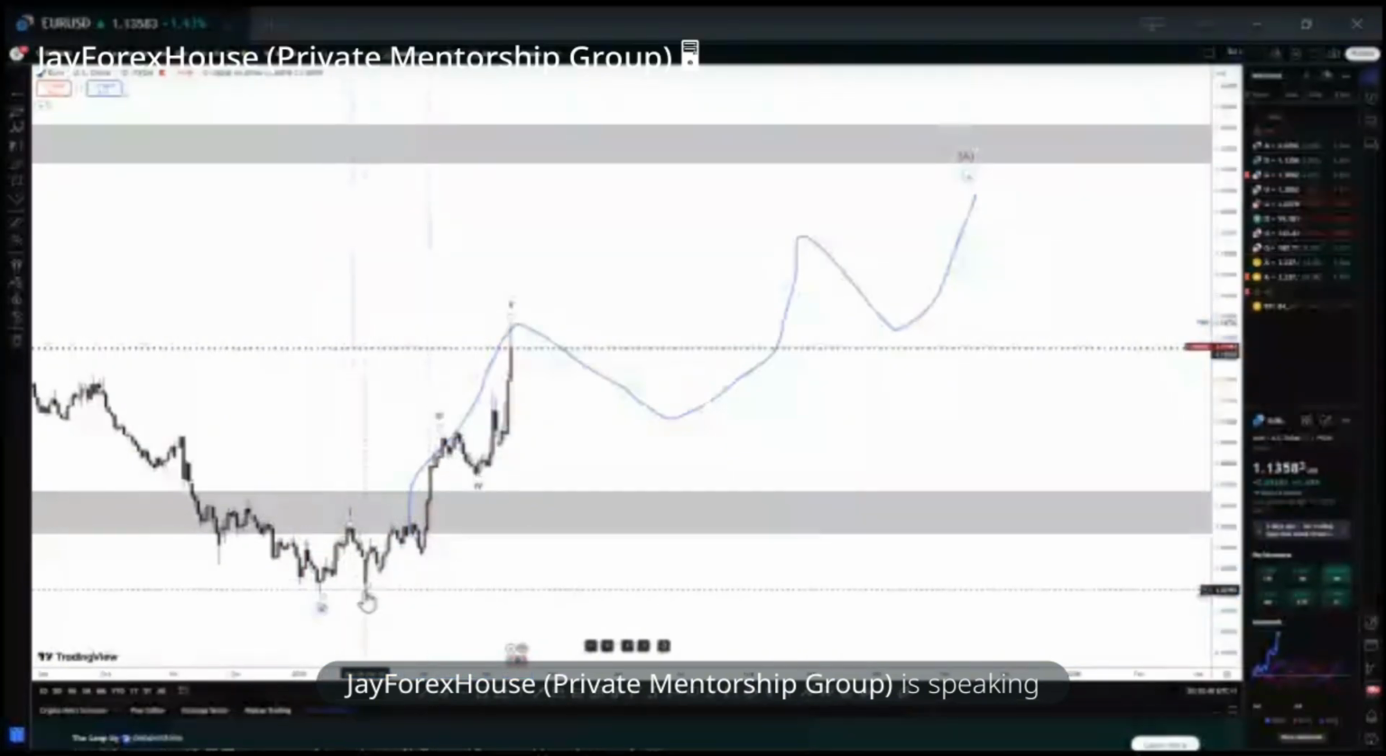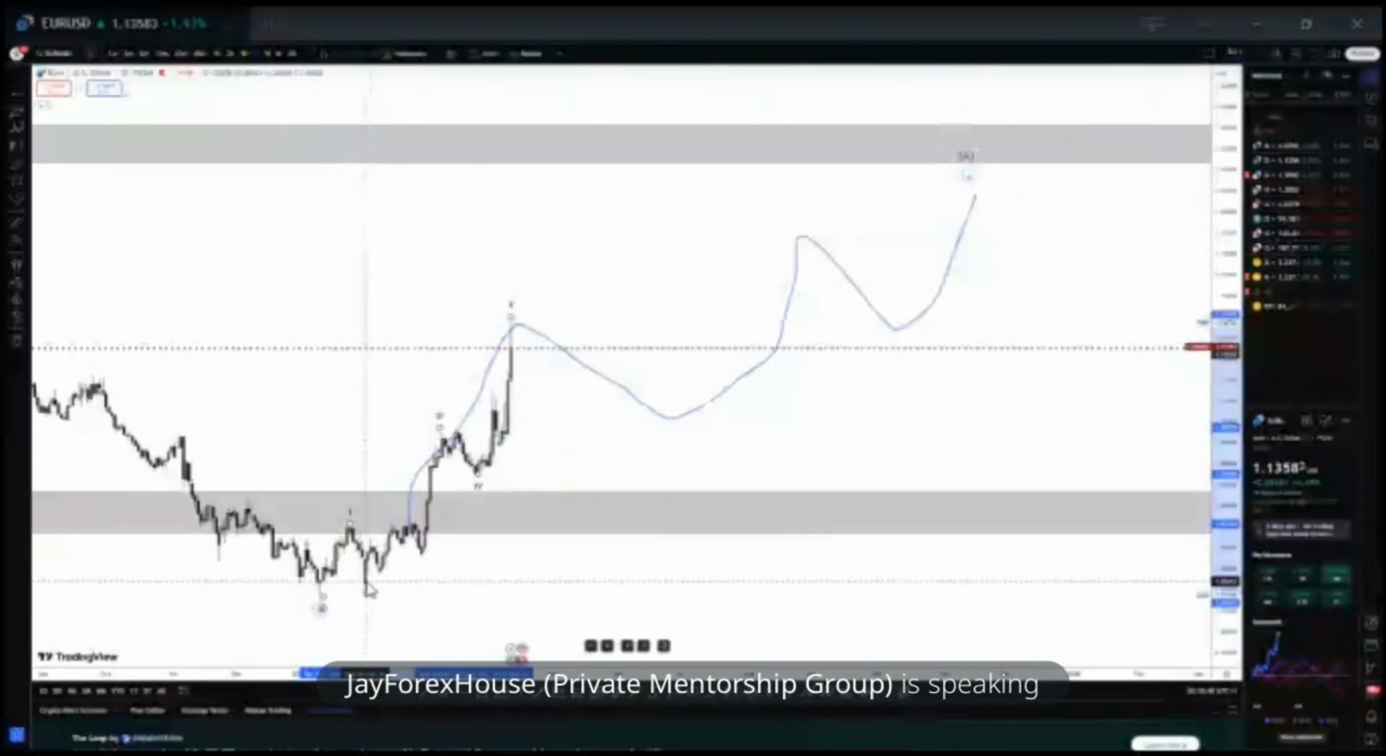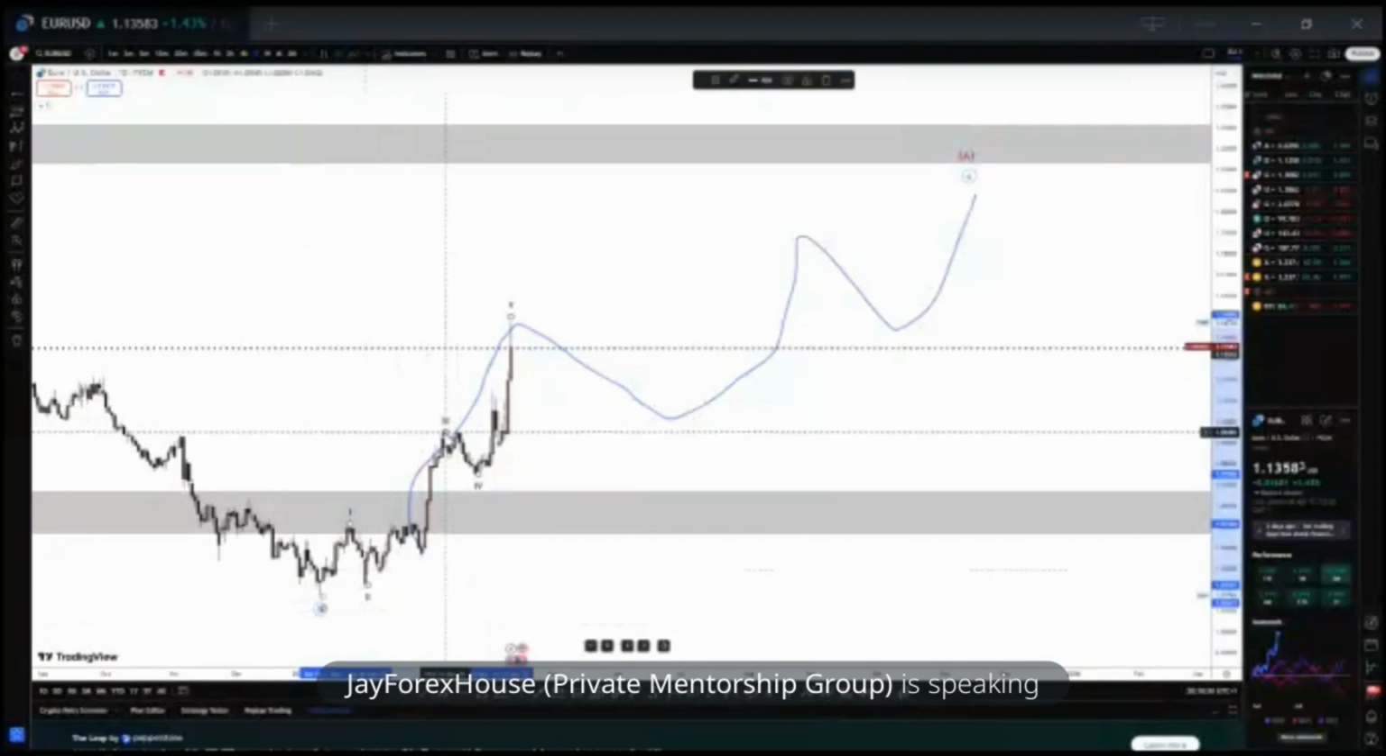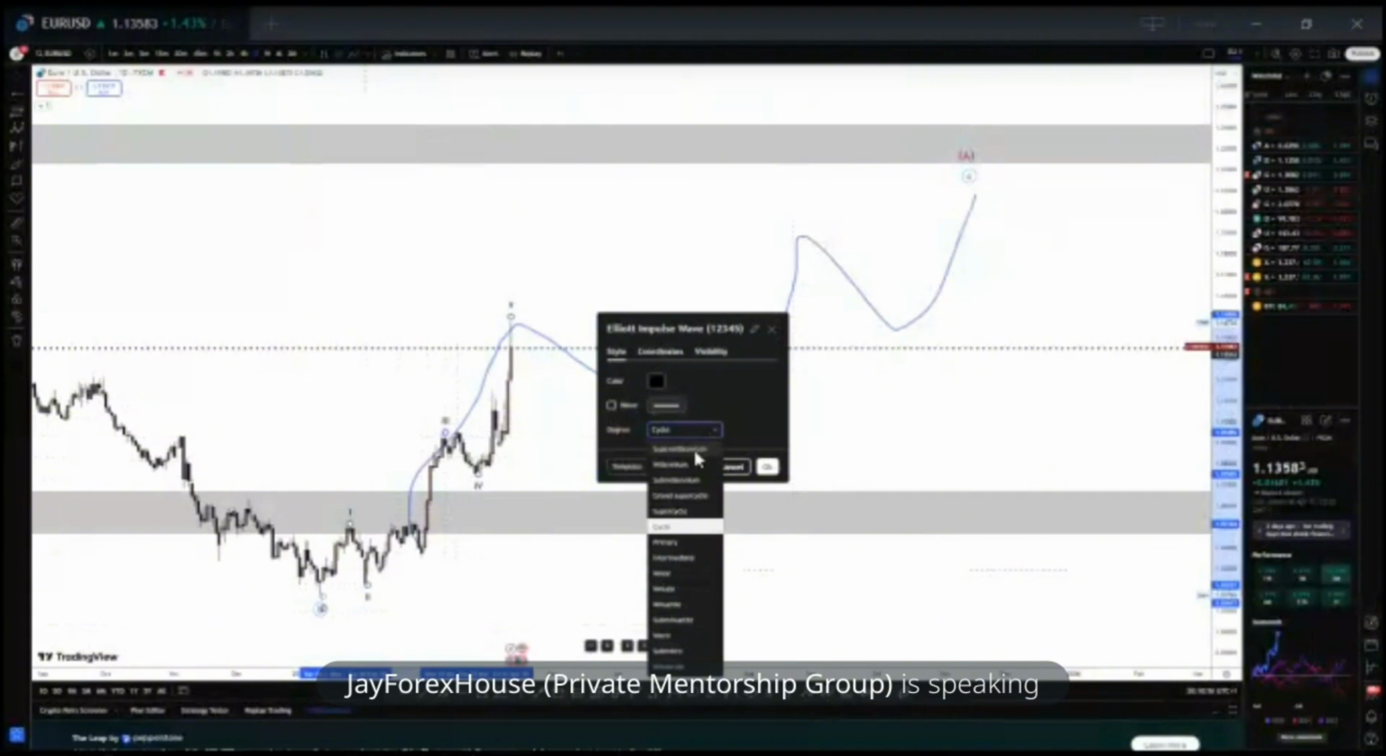Okay, this can be 1, 2, 3, 4, 5. As you can see, wave 4 did not get into the territory of wave 1, so we can be correct. That's how you follow the rules. For those of you who say Elliott wave is not current, the method doesn't work anymore, you can see me use it on a live chart.